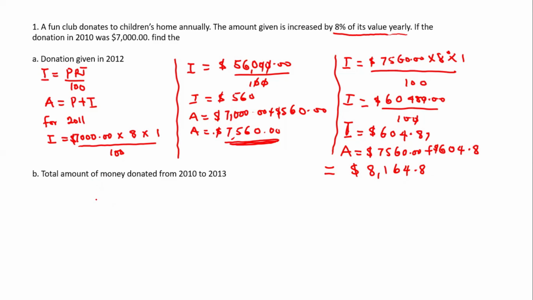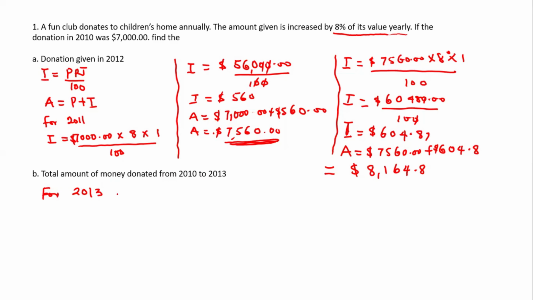Now, what about the amount that will be donated in the next part? This question says the total amount of money donated from 2010 to 2013. So you need to find the amounts donated in 2010, 2011, 2012, 2013. And according to our question A, we have gotten 2011 and 2012. Now let's get 2013.